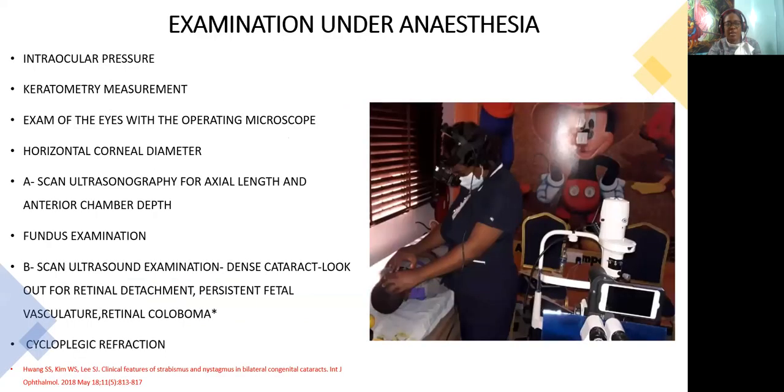For examination under anesthesia, we check the intraocular pressure. We need to do the keratometry and the scan in order to determine the IOL power that we're going to insert. We examine the two eyes under the operating microscope. We check the horizontal corneal diameter. We do a detailed fundus examination if the view is possible. Then if the view is not possible, we need to do a B-scan ultrasound examination to look out for retinal detachment, persistent fetal vasculature, and retinal coloboma. We also do a cycloplegic refraction.